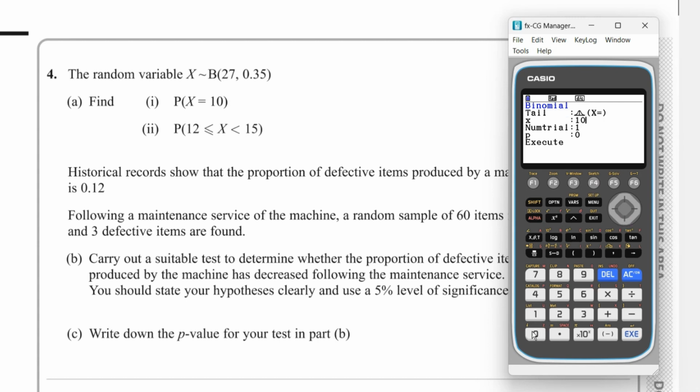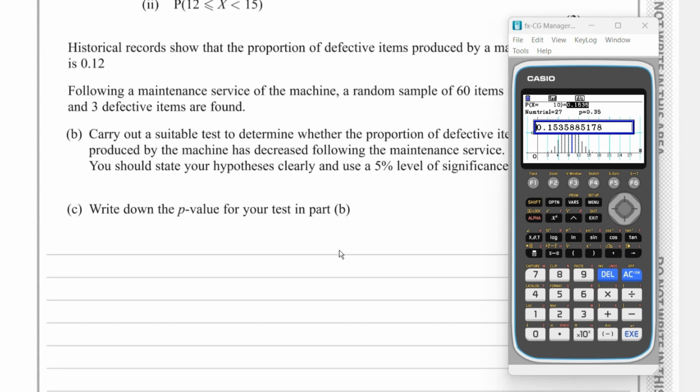X is equal to 10. The number of trials we have is 27. The probability is 0.35, and if we execute this calculation, you will find the probability that x equals 10 equals 0.1535, etc. So for the first part of part A, the probability that x equals 10 is equal to 0.1535, etc.